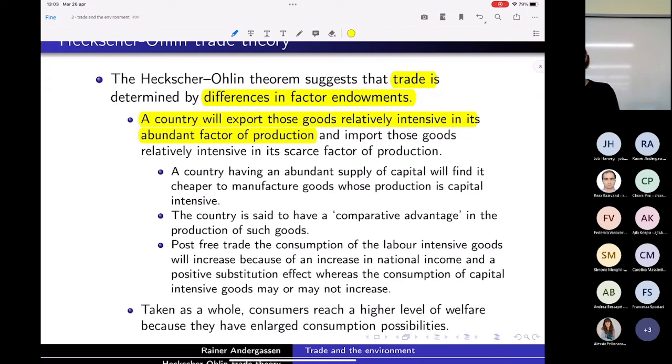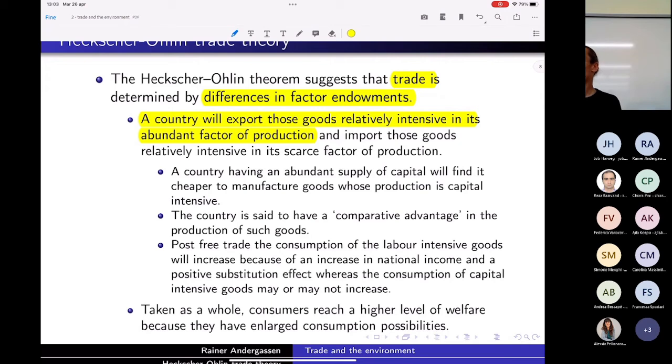Is it clear? That's why in the US, capital intensive goods will be relatively cheap, while labor intensive goods will be relatively expensive, because the US is labor scarce compared with Mexico. In Mexico the opposite happens. In Mexico, labor is abundant, and that's why labor cost is very low, the wage rate will be low, and therefore the production costs of labor intensive goods will be low, while the production costs of capital intensive goods will be high.